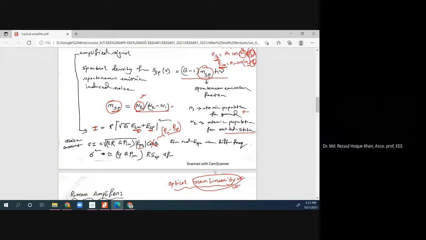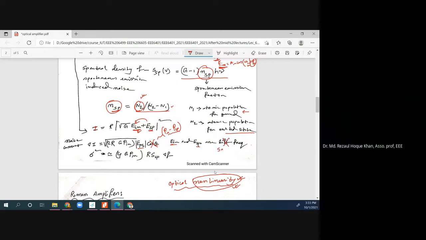Okay, you see, E IN and E SP might appear to be at different frequencies. Actually they are not; they have to be at the same frequency. If they amplify the signal, they are not different. That was actually wrong; they are the same frequency, but the phase will be different.